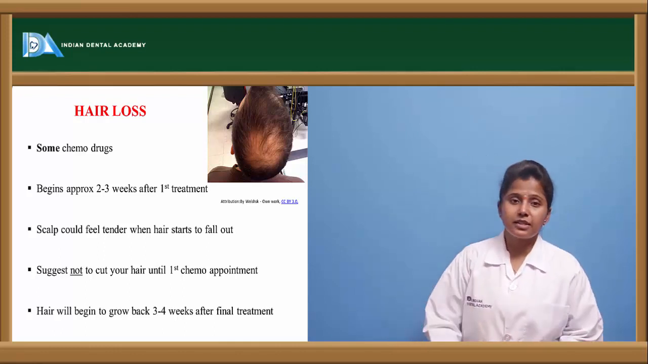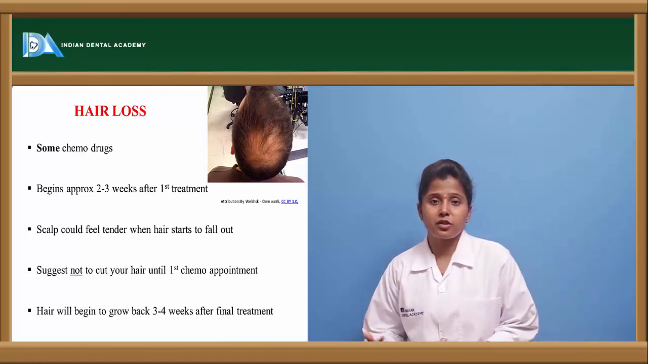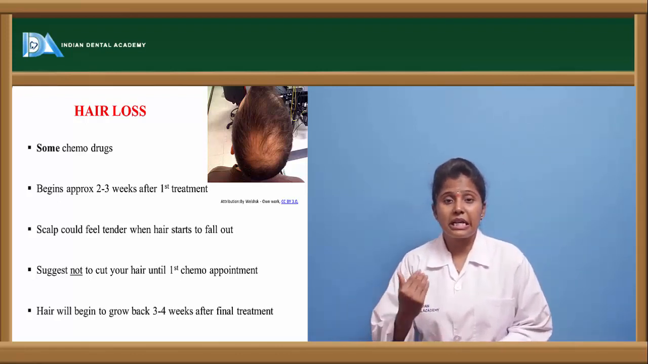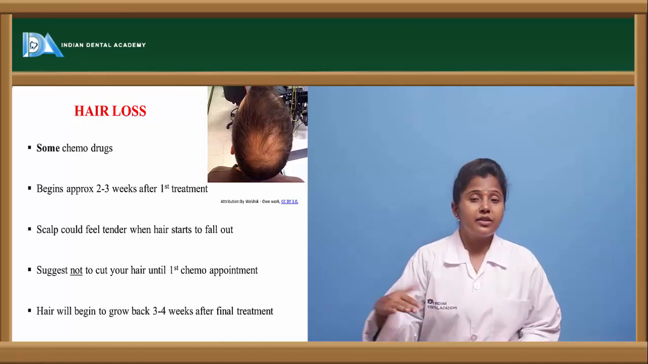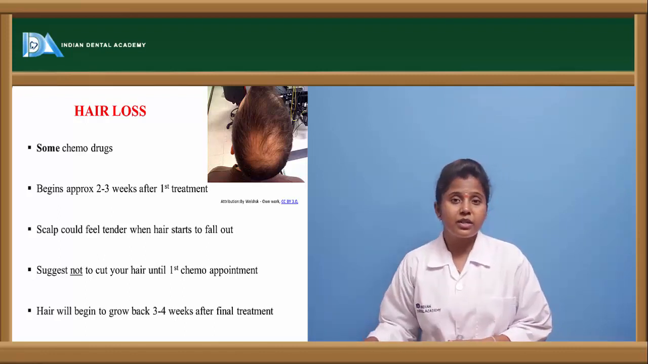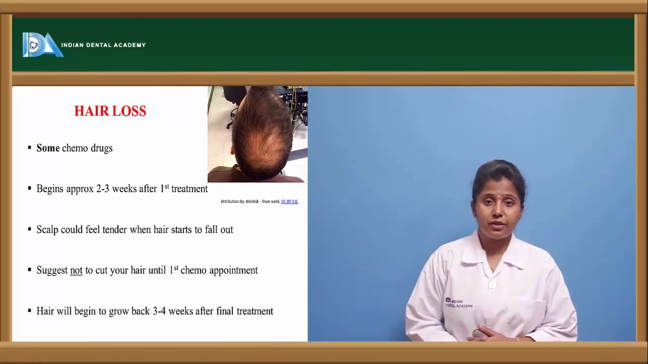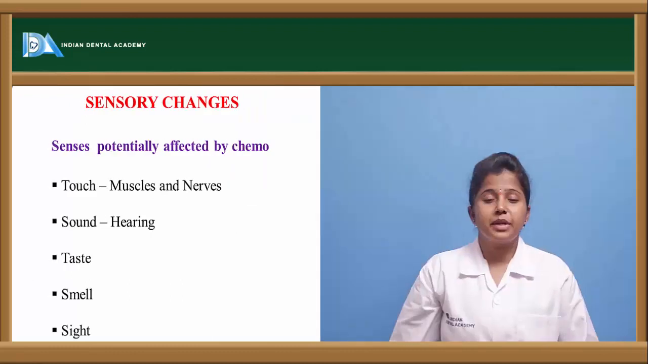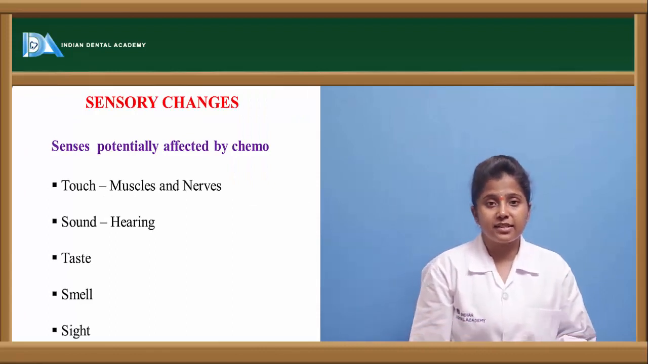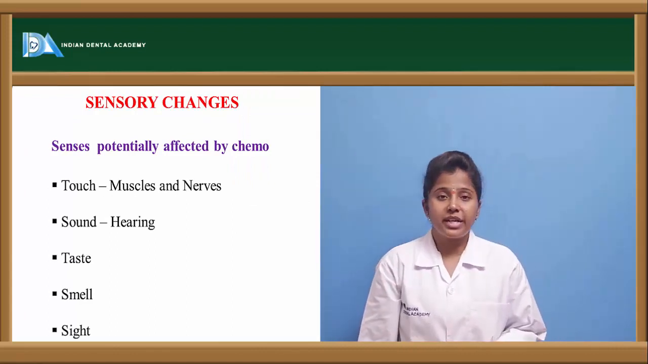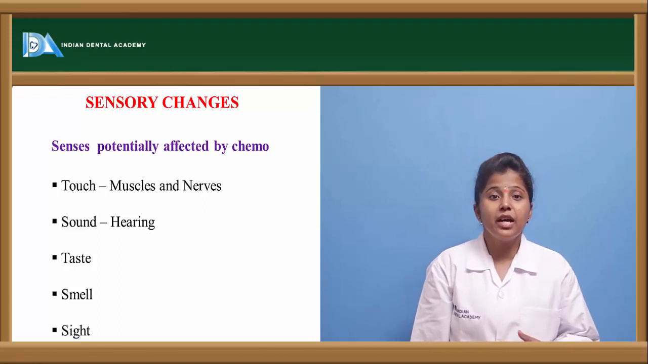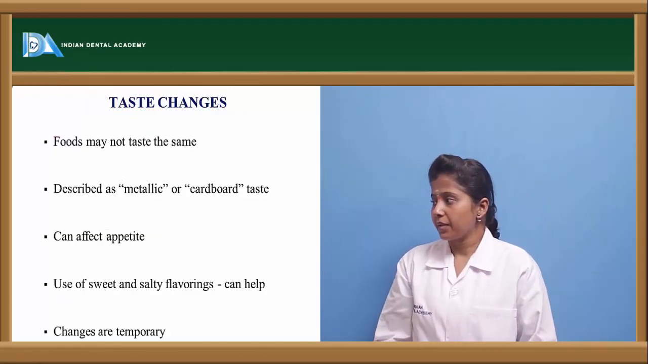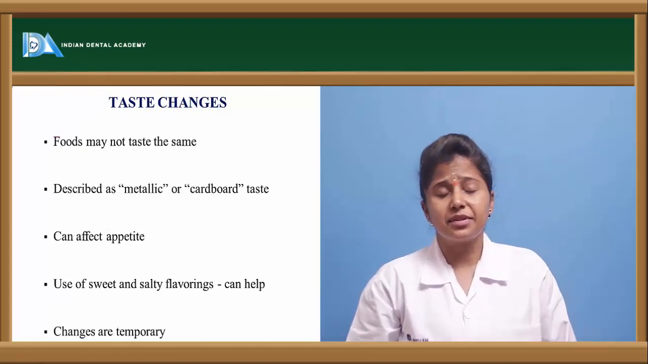But in most of the patients, or we can say 95% of the patients, the hair loss can be prevented and hair growth can be observed after the final treatment. Once the final treatment is given, after 1 to 2 months the hair growth can be observed. In the body, we have 5 different senses. Touch, sound, taste, smell, as well as sight can be altered if a person is taking chemotherapy treatment. And what are the taste changes which we can observe?